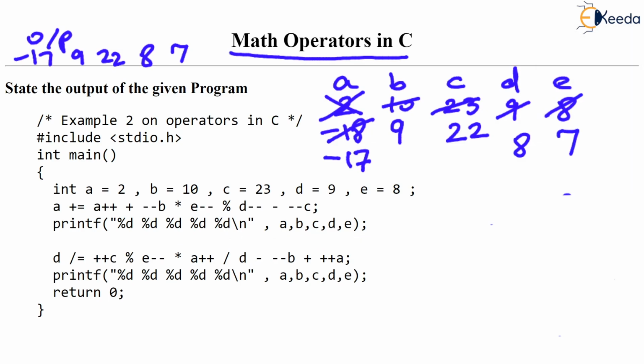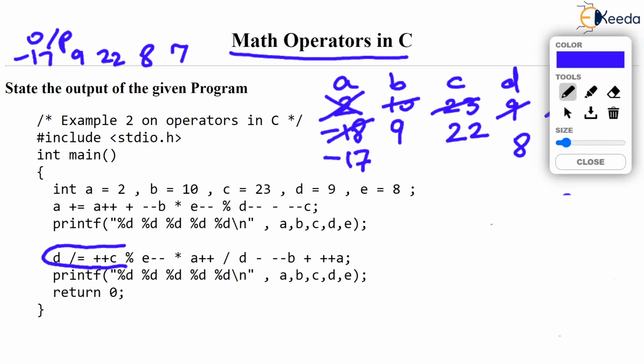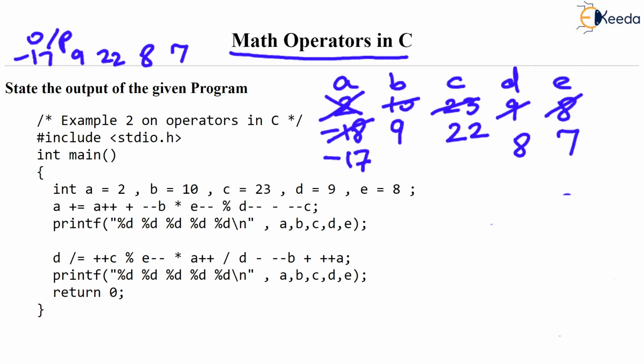The next expression says D slash equal to the rest of the expression. So be careful again. First solve the right hand side. And while solving this expression, you should use the latest values of A, B, C, D, E. Come on, A, B, C, D, E have changed. So you should use the changed values.